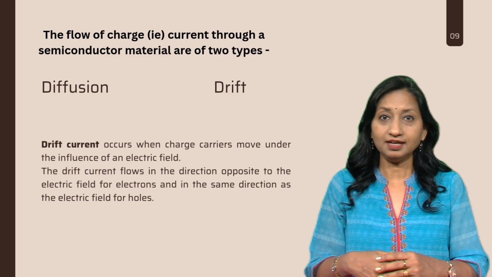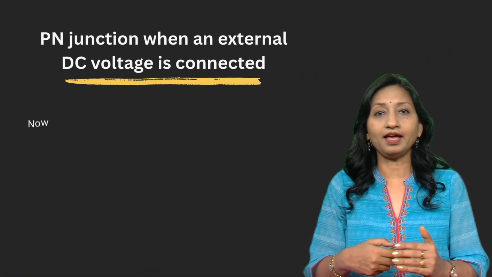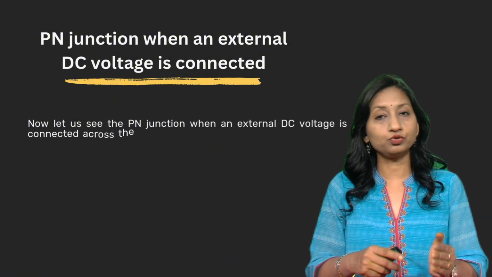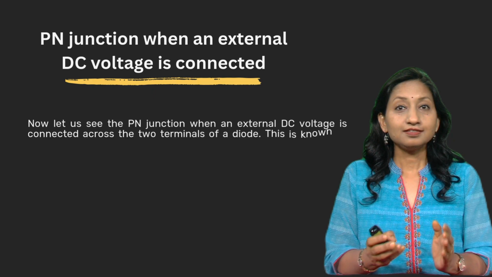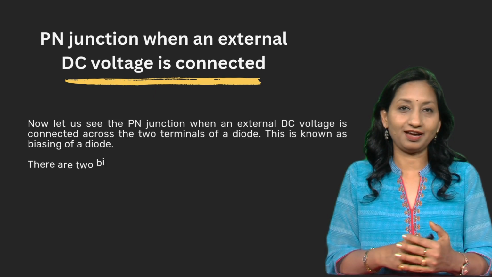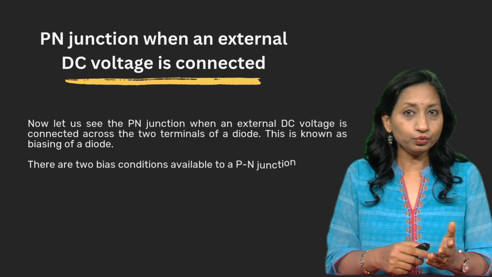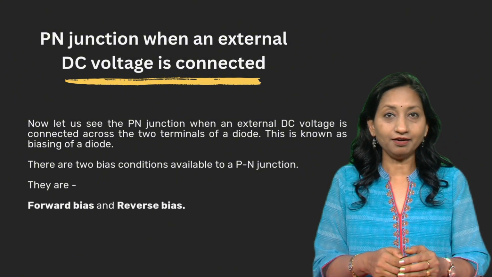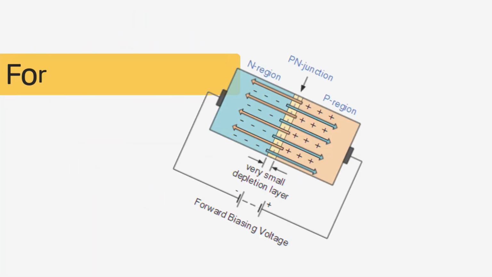Now let us see the PN junction when an external DC voltage is connected across the two terminals of a diode. This is known as biasing of a diode. There are two biasing conditions available to a PN junction. They are forward bias and reverse bias.